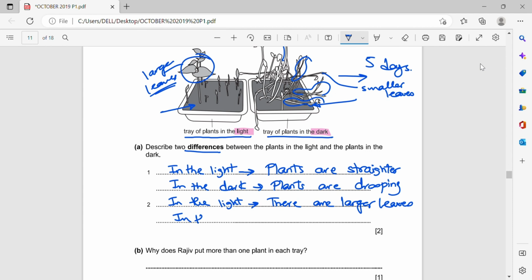While in the dark there are smaller leaves. Okay? If it asks for 3 differences, the third difference would be here: in the light we find plants are stronger. In the dark plants are weaker. But enough, the 2 differences.